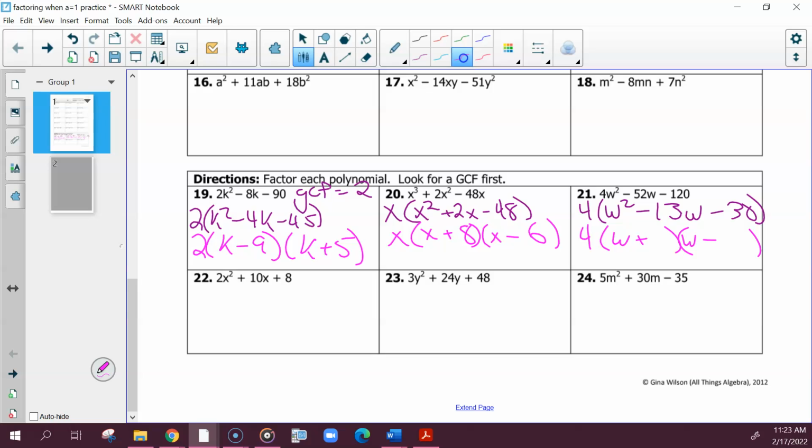2 and 15, which one would be negative? The 2. Would that give you a negative 13 if 2 was negative? Yeah. So positive 2, negative 15 would give us negative 13 and negative 30. Do we have any questions on that?